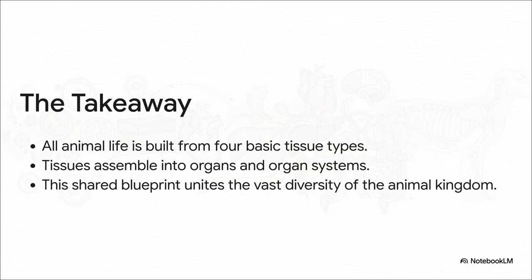So, what's the big takeaway from all this? Well, first, that all animal life, no matter how different it looks, is built from just 4 basic types of tissue. Second, these tissues follow that clear hierarchy, assembling themselves into complex organs and systems. And finally, this shared blueprint is just a powerful reminder that all animal life on Earth is fundamentally connected.